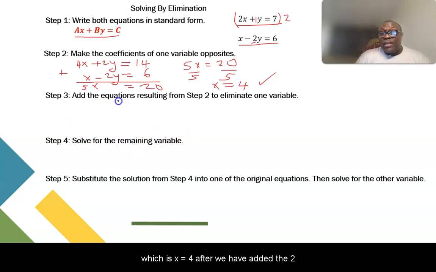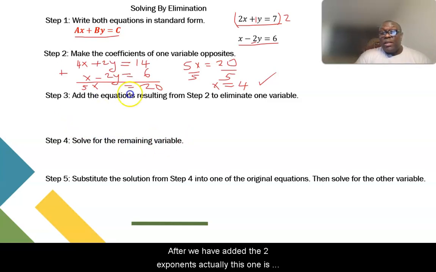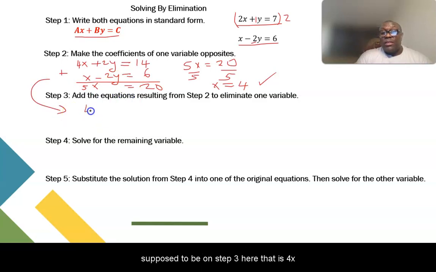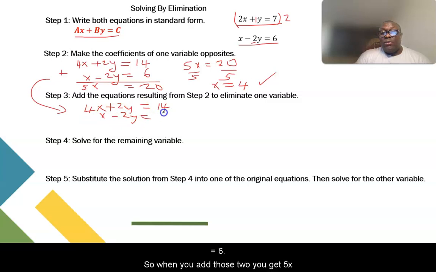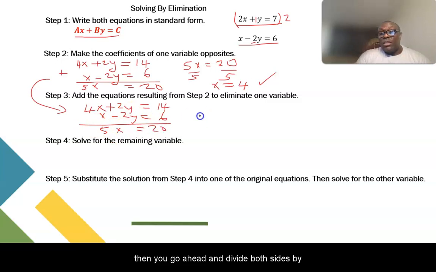After we have added the two equations. Actually, this one is supposed to be on step 3 here. That is 4x plus 2y equals 14, and x minus 2y equals 6. So when you add those two, you get 5x. This becomes 0, and this is 20. Then you go ahead and divide both sides by 5, and you get x equals 4.